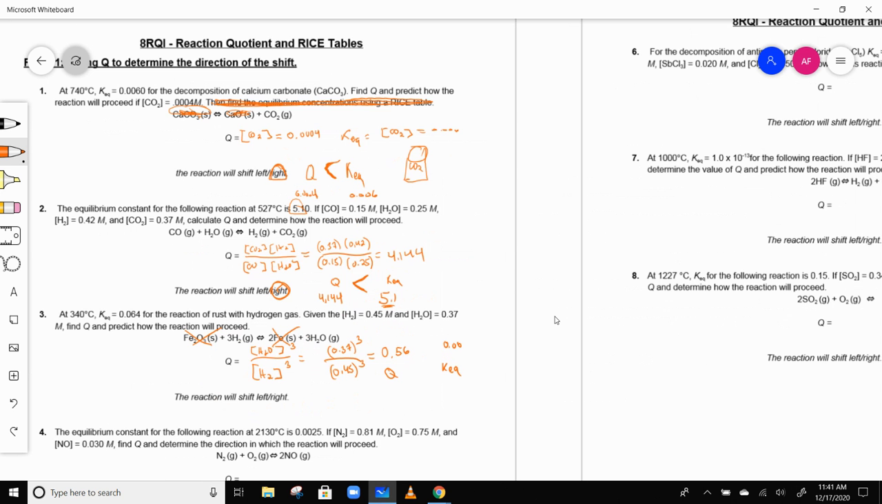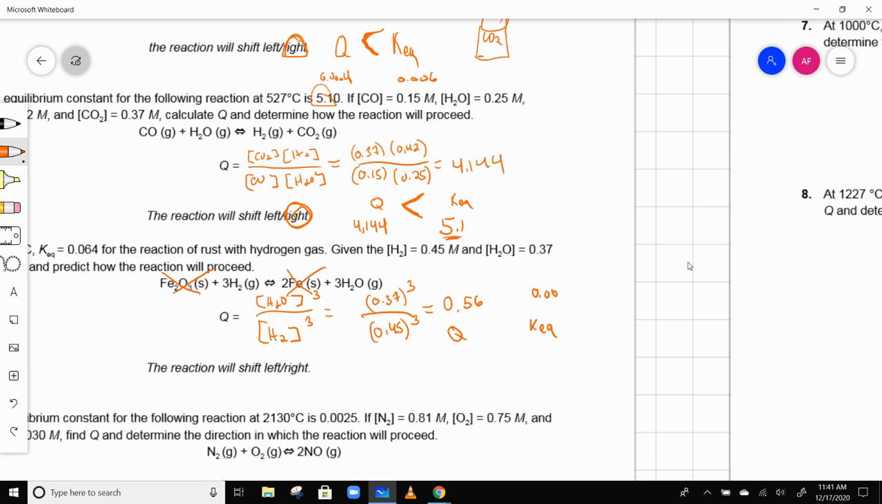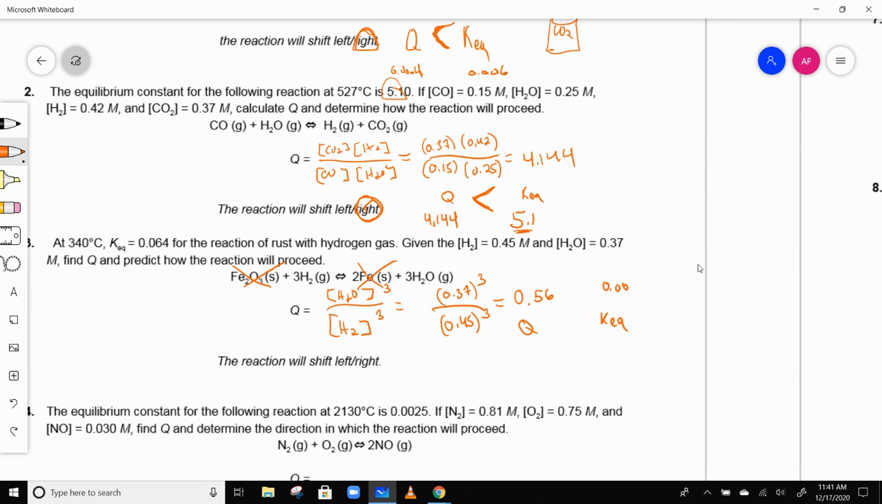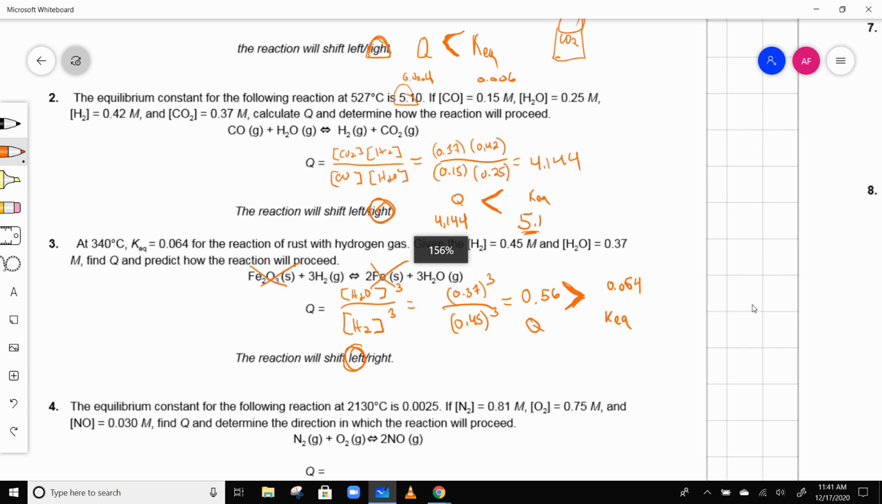Okay. So Q is 0.56. The KEQ is 0.064. Therefore, the Q is greater than KEQ. So that means we have too much products now. The top number is too big, right? So it's got to shift towards reactant, so it's going to shift to the left. Okay, so Q will help you determine whether things shift left or right, given an initial set of conditions. Okay. All right.